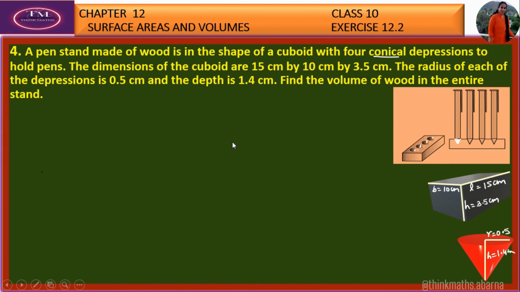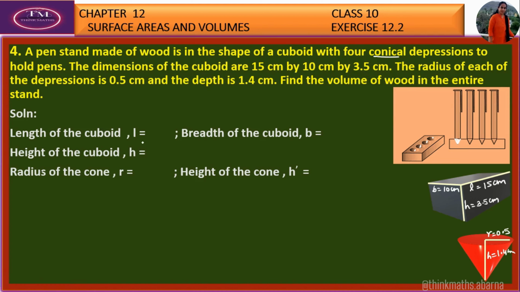So now let us start the solution. So length of the cuboid, L is equal to 15. Breadth is equal to 10 centimeter. Height is equal to 3.5 centimeter. So radius of the cone is given as 0.5 centimeter. Height of the cone. So there are two heights, height of the cuboid and height of the cone. So let us denote the height of the cone as h dash. H dash equal to 1.4 centimeter. So these are the data given.